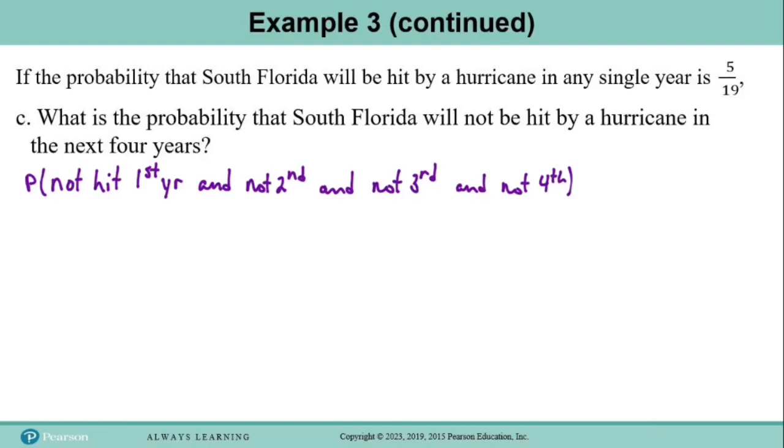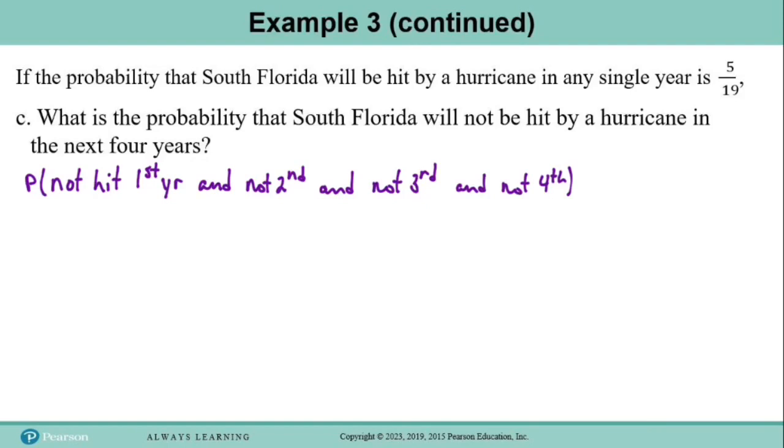I know that in English we might naturally say they weren't hit the first year or the second or the third or the fourth. You see how I switched to "or" there, and it sounded very natural because we were talking about a not event. But when you're trying to figure out a probability, I want you to be careful about using "and" or "or." If you're trying to exclude all of these things from happening, it needs to be the word "and." So I want to say I'm looking for the probability that they're not hit the first year, and they're not hit the second, and they're not hit the third, and they're not hit the fourth. That way I'm finding the probability that they're not hit in any of these years.